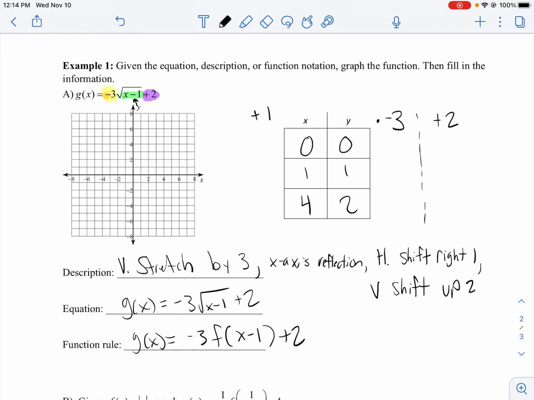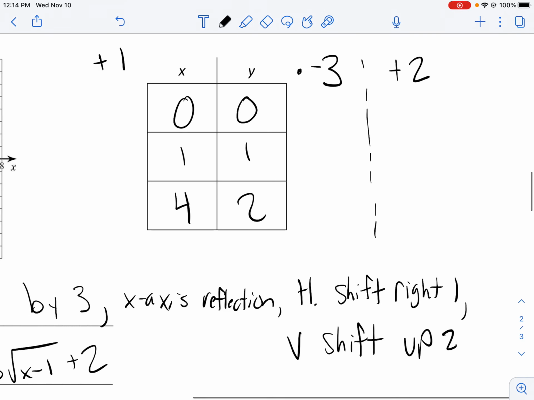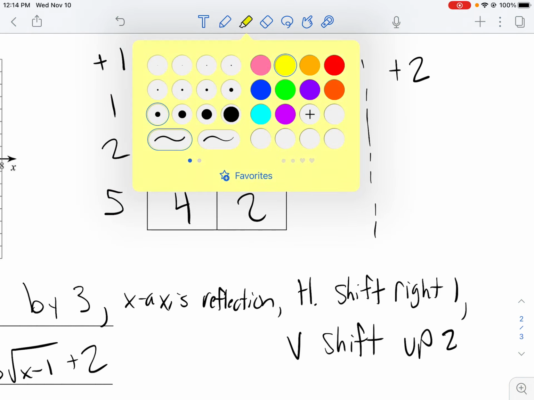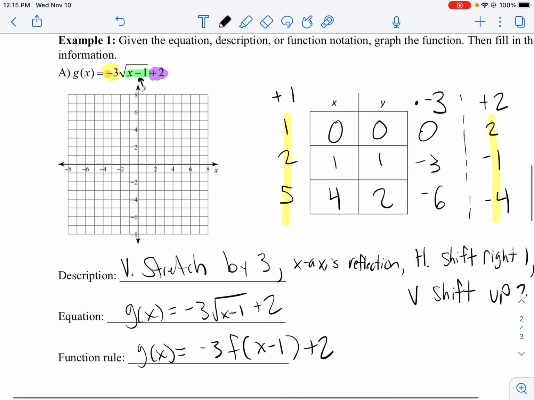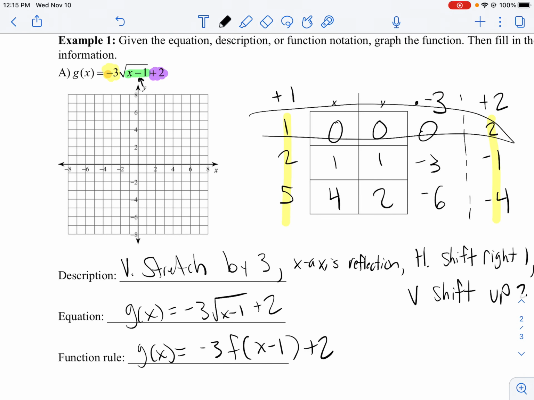Then we just fill in the information, going left to right. 0 plus 1 is 1, 1 plus 1 is 2, and 4 plus 1 is 5. Now the outer column, I'm going to highlight that. 0 times negative 3 is 0, then negative 3, negative 6, then add 2. Again, still take that outer column. Then your horizontal is the points. So we have 1, comma 2.